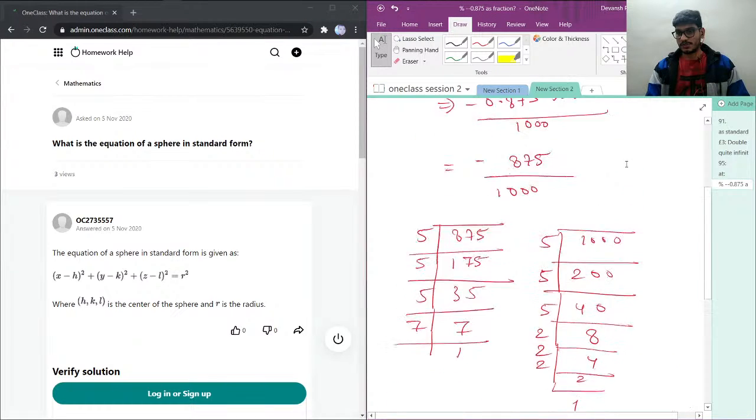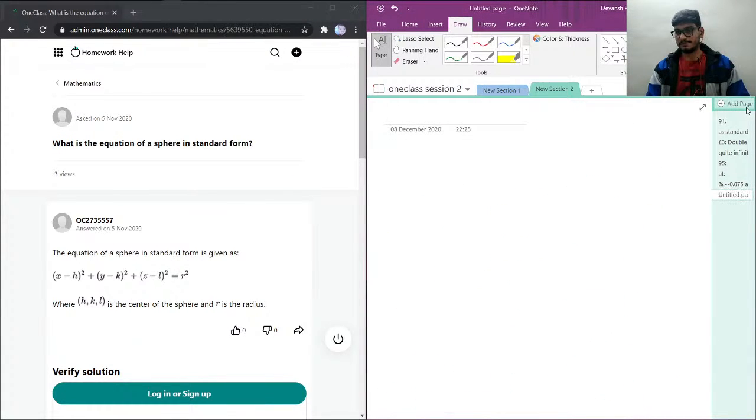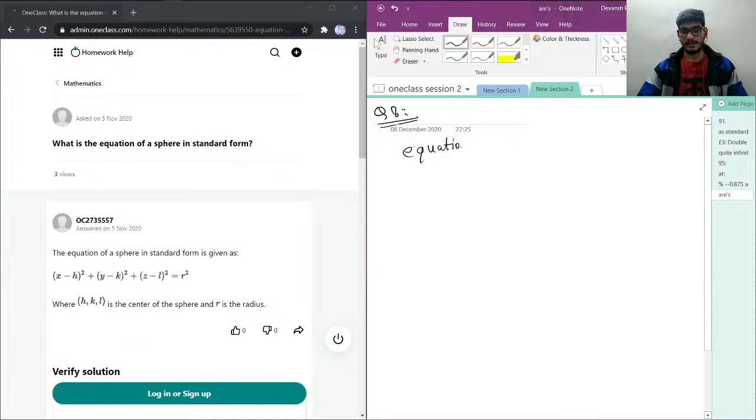So this was question number 7. This is going to be question number 8. I will start writing this question number at this place. So we need to write the equation of a sphere in standard form.